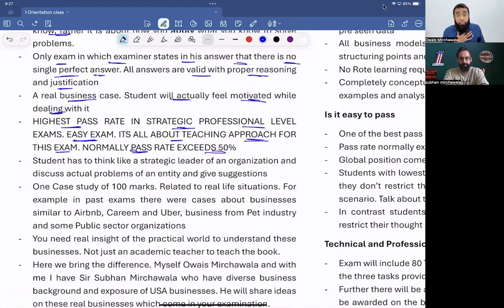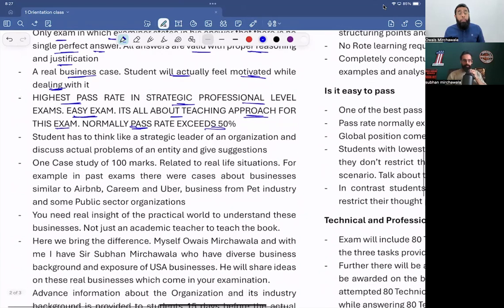So normally the pass rate exceeds 50%, and this is the reason why this is the pass rate of ACCA. Our pass rate exceeds 75%. People only take our crash course and they pass it. You are part of our regular course, so you are being prepared for a nationwide position. You just need to connect with us during the journey, and believe me, it will create a great impact.